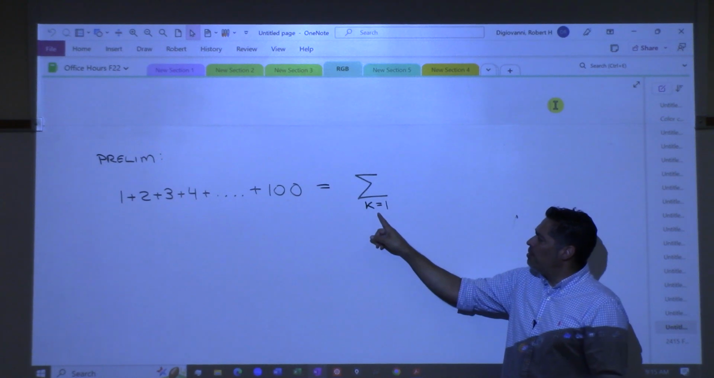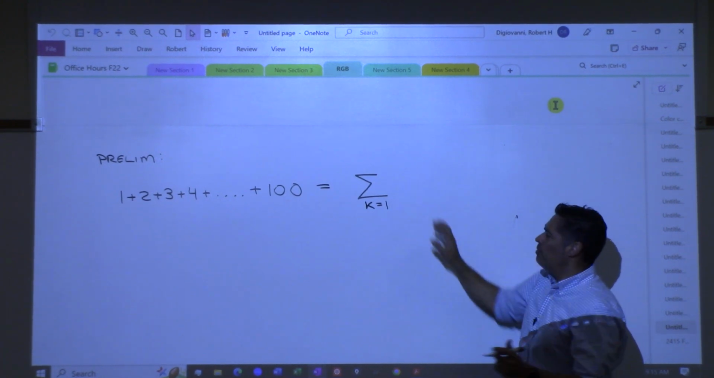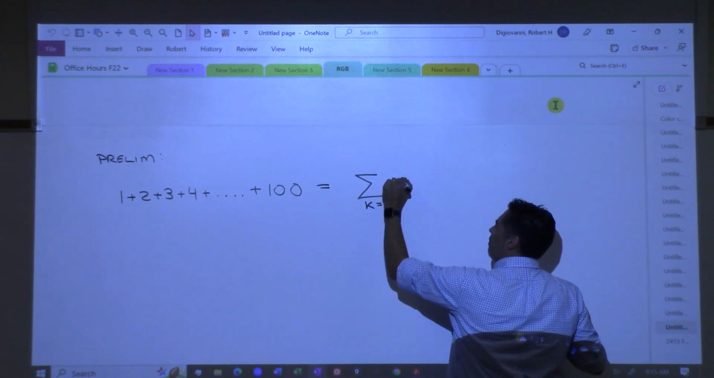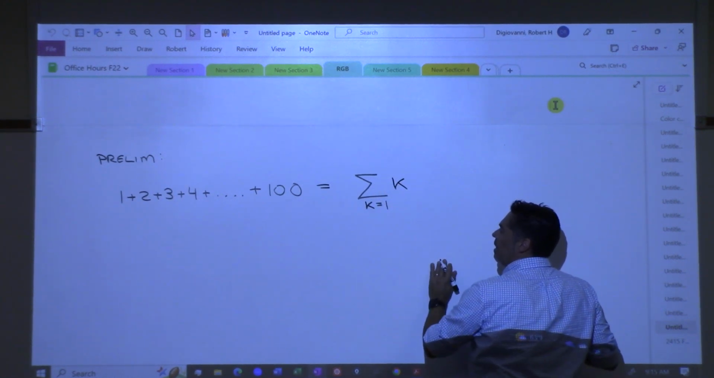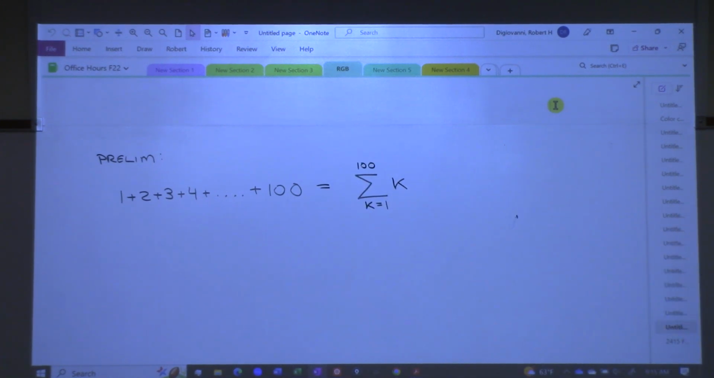And then right here I'm going to put a formula that's going to give you instructions on what to do. Let me just write it first. I'm going to say, just give me K, and then I want you to stop at 100. All right, just look at that for a second, and let me kind of explain what's going on here.